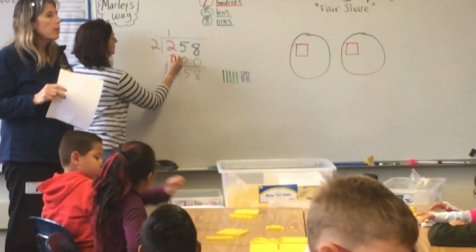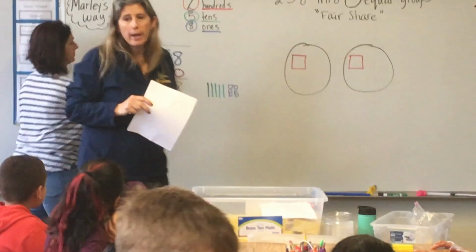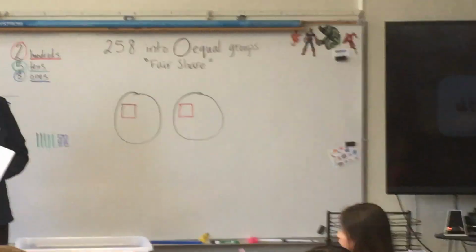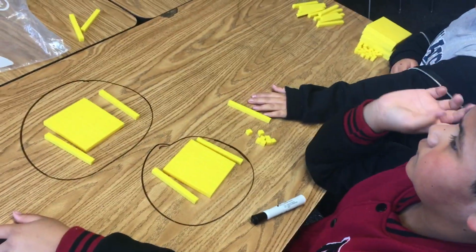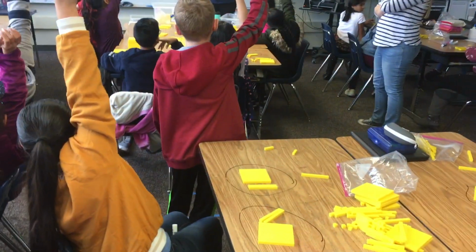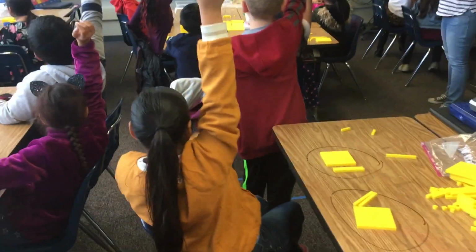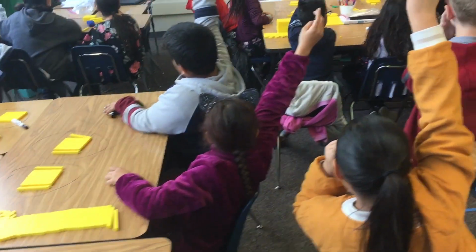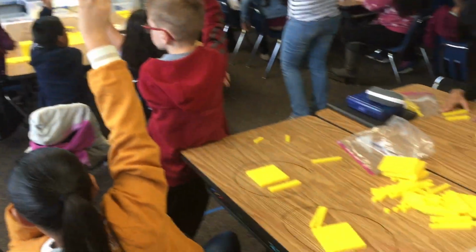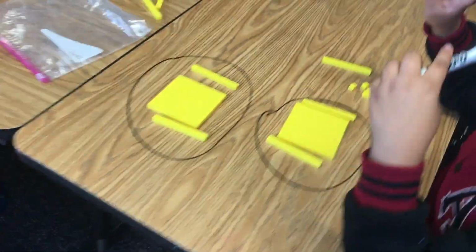I'm going to ask you 3 questions again. Look down at your groups. I want to know how many tens went into each group. This time I want everybody to show me on your fingers. How many tens were in each group? Show her with your fingers, don't shout. 2. Beautiful.